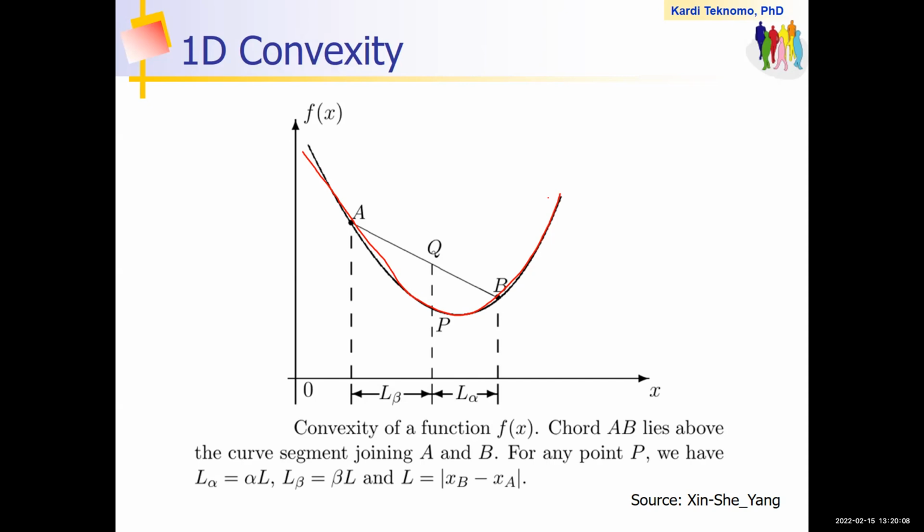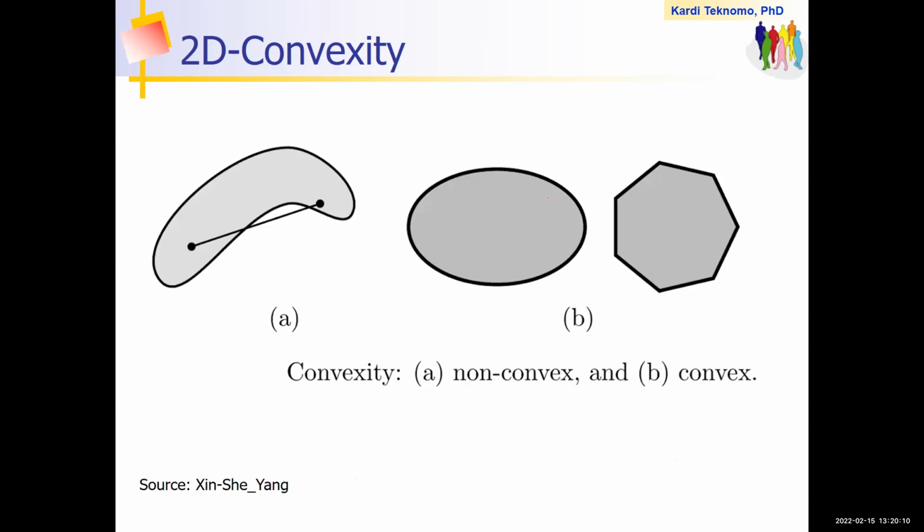In 2D that is clearer. So convex is something like this. This one and this one are convex, and this one is non-convex. Why? Because when you put a line segment here, it will not stay inside the shape. It will pass outside here.